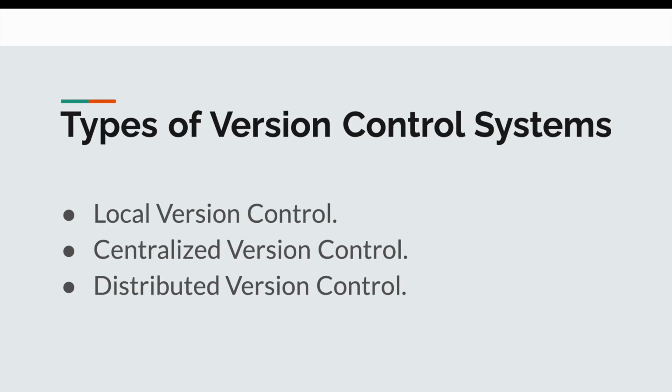Okay, then types of version control systems. Mainly there are three types of version control systems: local, centralized, and distributed. Each of these has evolved to meet different needs in the development process. So let's take a closer look at each one.